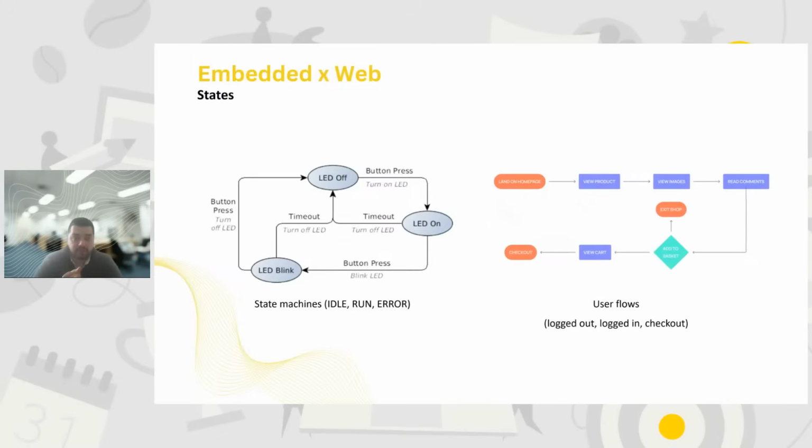Then, in both situations, state machines are really used, in embedded and also on web. Of course, I use a simple case here just to help you understand how the state machine works. Basically, we have three different stages: LED off, LED on, and LED blinking. And the arrows are the actions that switch the stage. For example, if the LED is blinking and the button is pressed, then the LED will turn off.